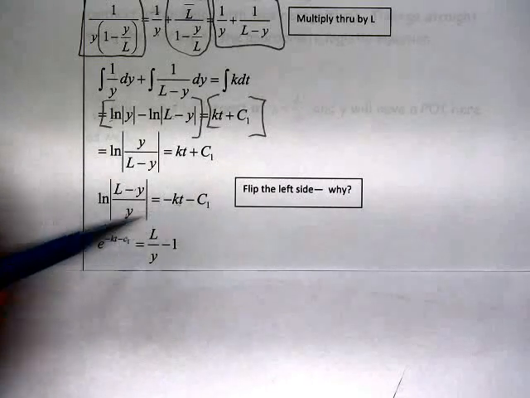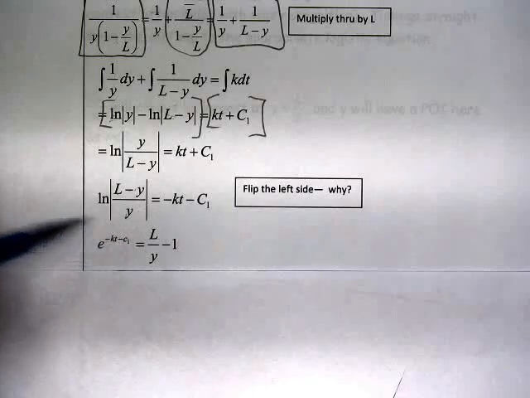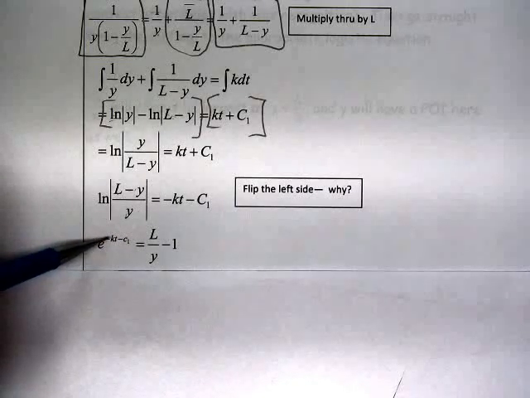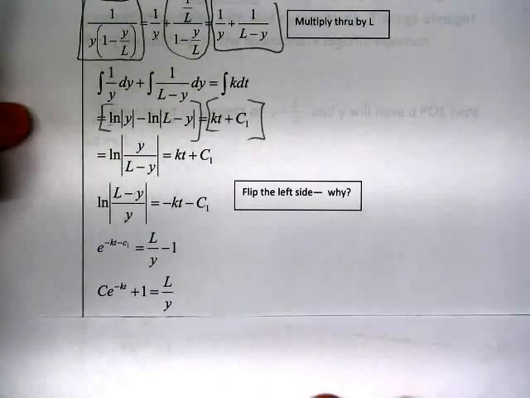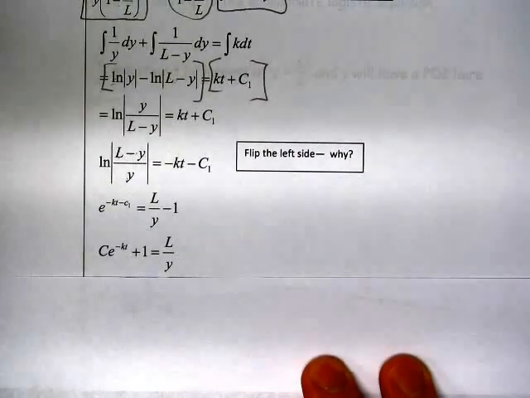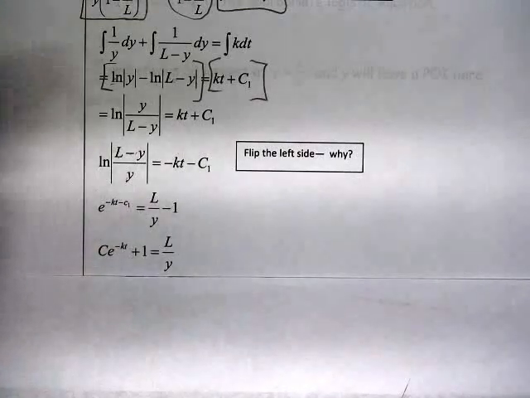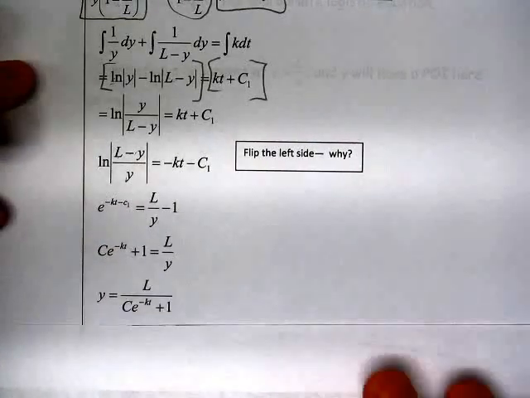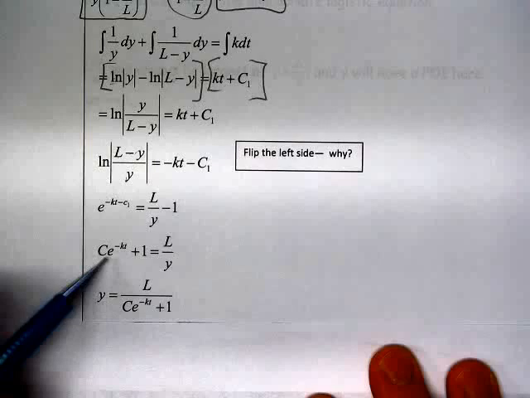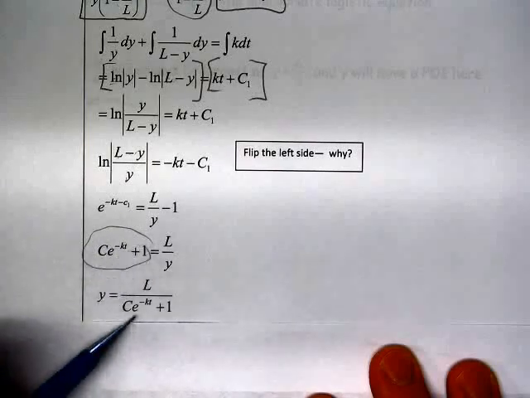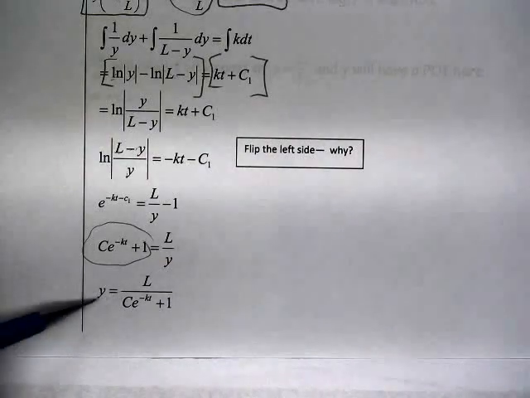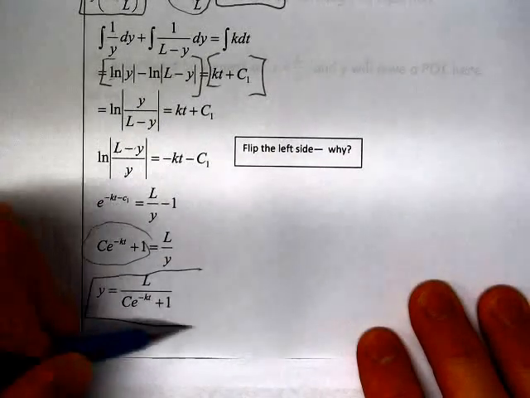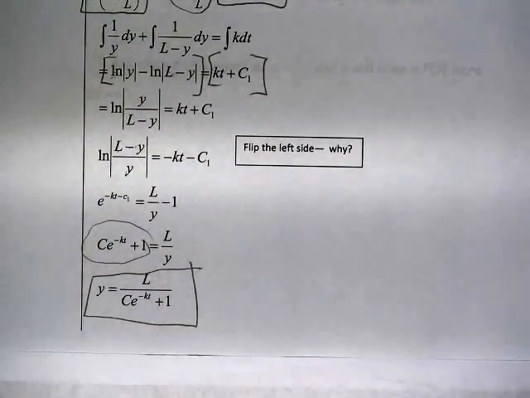All right, I'm going to exponentiate the right side. I get e raised to the negative kt minus c sub 1. And now when I solve for y, I'm going to add 1, multiply y over, and then divide by this entire left side here. That gives me my denominator. If you compare this with the previous page, you'll see that this is the logistic equation that we discussed on the prior page.